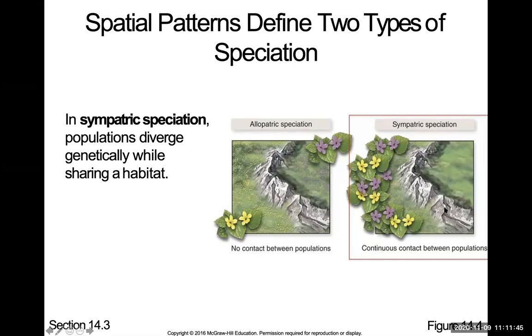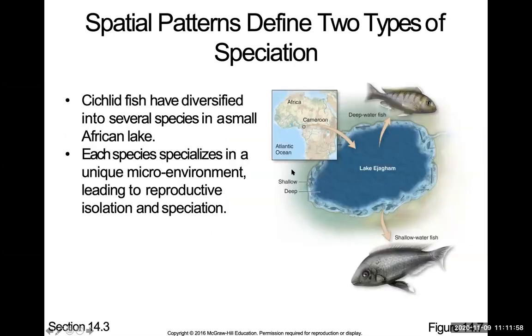So if this land barrier wasn't there, and we had yellow flowers, and then maybe a mutation happened and another flower popped up, but they're not able to interbreed with each other, but they're still living in the same area. So that's sympatric speciation. We don't have very many animal examples of this.